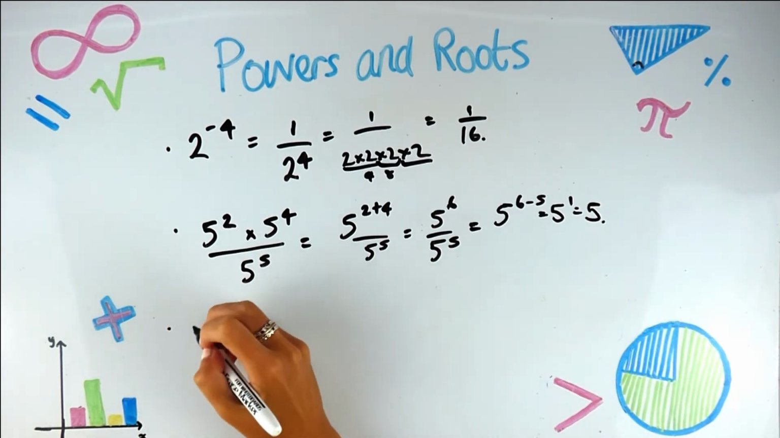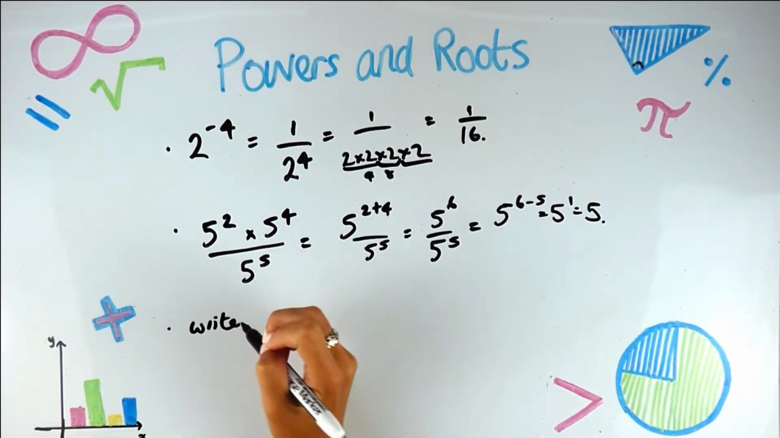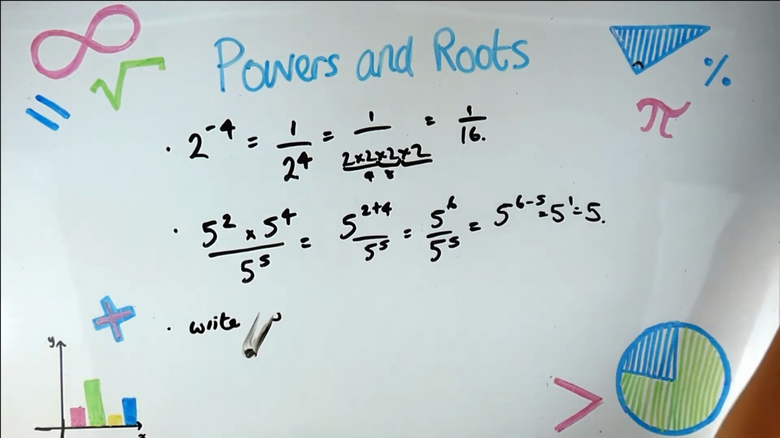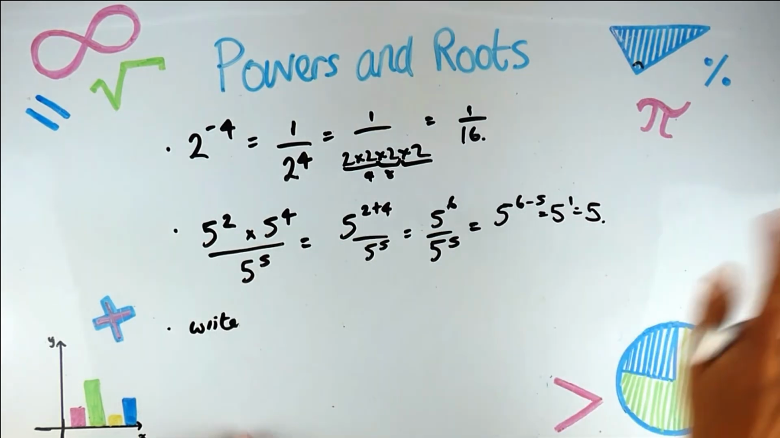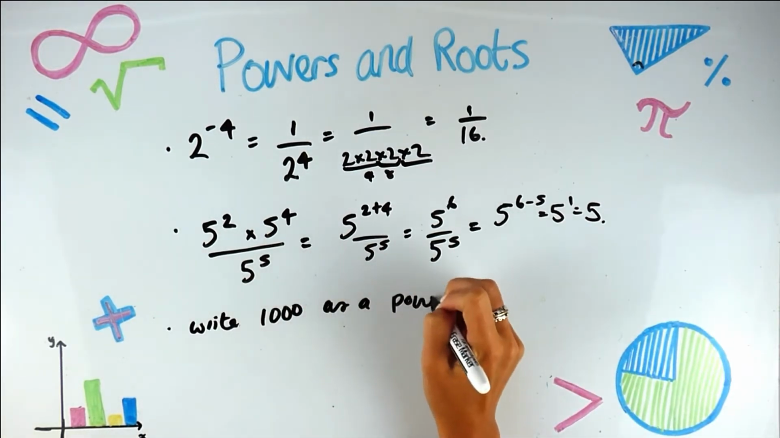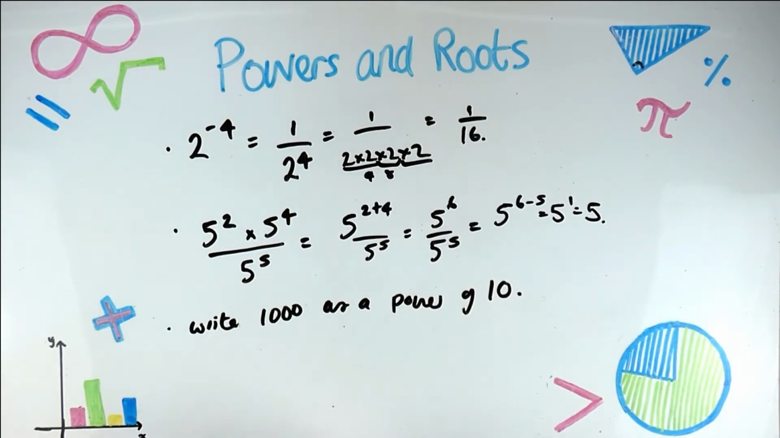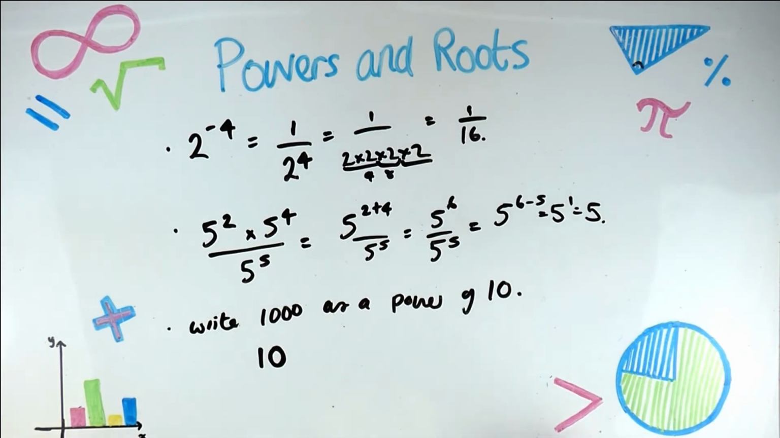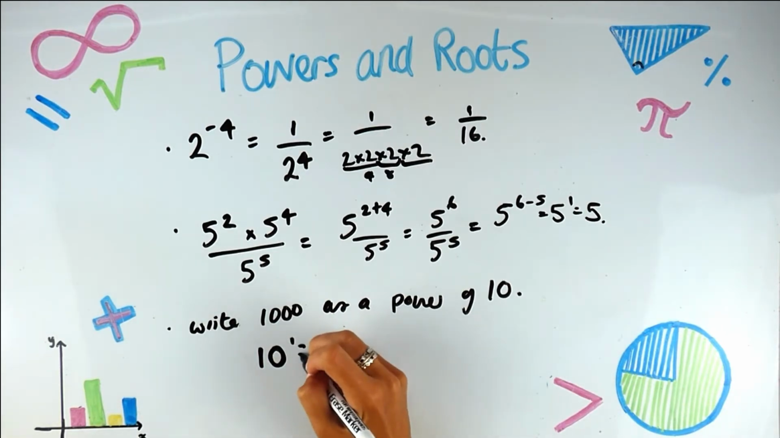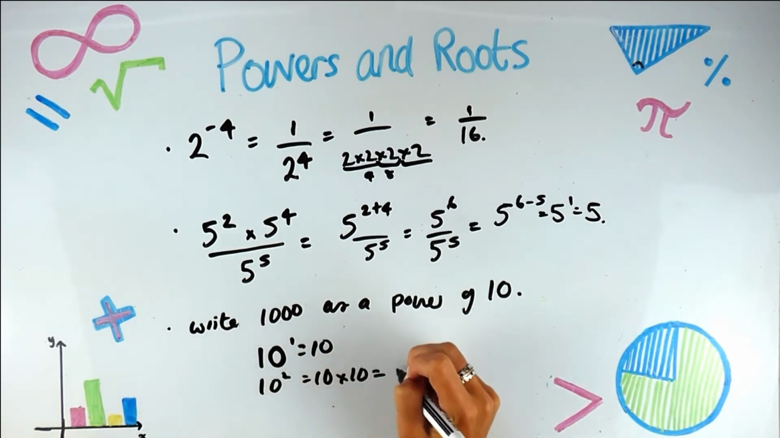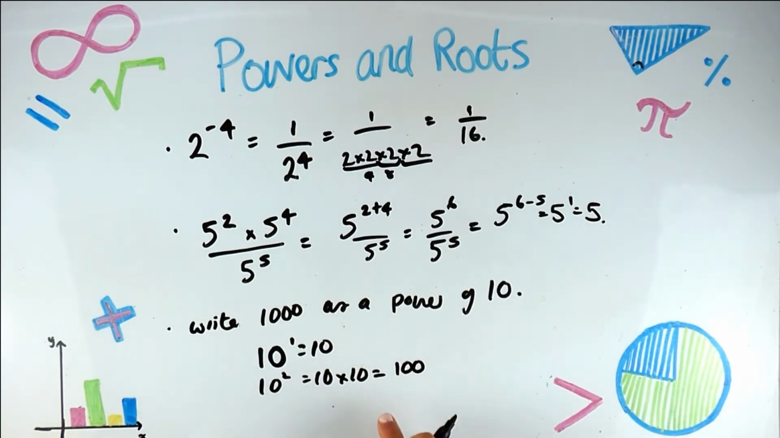Okay, a wordy one. Write 1,000 as a power of 10. So when you look at powers of 10, 10 to the 1 we know is 10. 10 squared is 10 times 10, which is 100. So it's got two zeros. I notice the pattern that when there's a 1, there's 1 zero. When there's 2, there's 2 zeros.